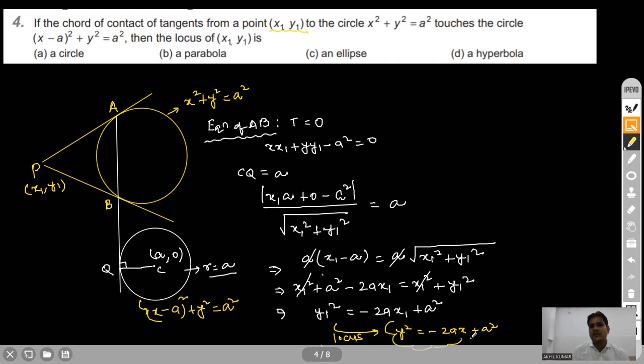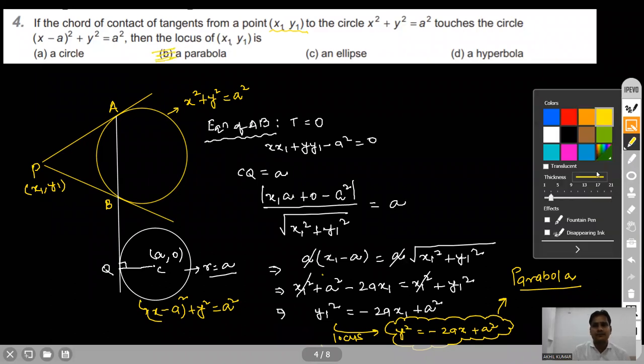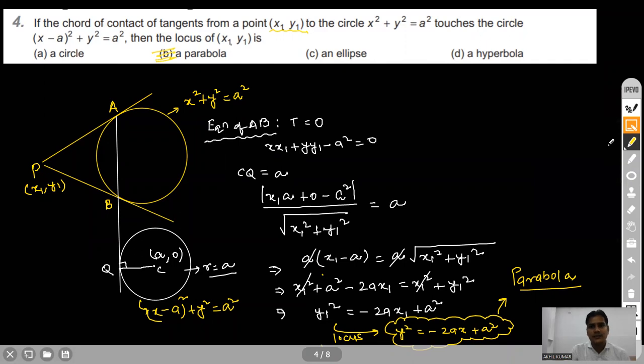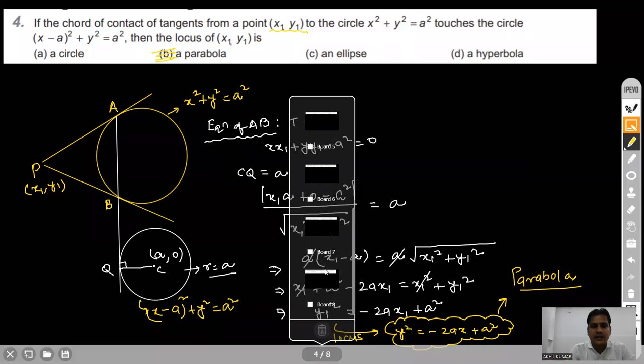Okay, so if you observe, this is nothing but the equation of a parabola. y square is equal to 4x, it is of the same form, or minus 4x. So this is a parabola, which means the locus of this point P is coming out to be a parabola. So this will be our answer. So option B is correct. Hope this is clear to all. So let's move to the next question.